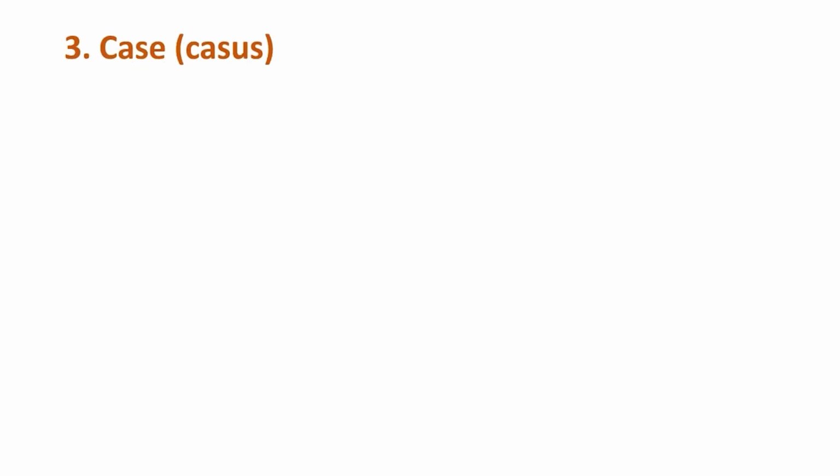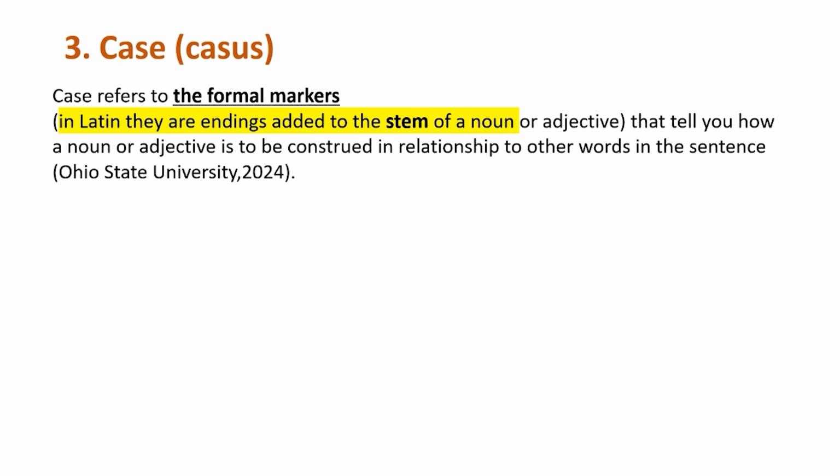There is a concept called case. This is very different from what we have in English. In Latin, there are endings that are added to the stem of a noun or an adjective. We'll see about adjectives in the next few videos, and we'll do declension of adjectives as well. But don't worry about it now, because we are just focused on nouns at this stage. So in Latin, endings added to the stem are called cases. If you just remember this highlighted part, that should be enough for now.